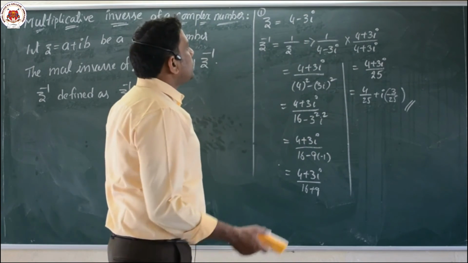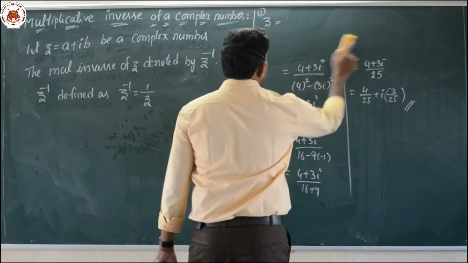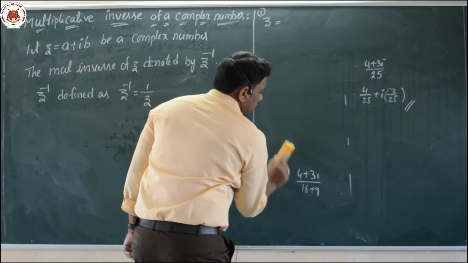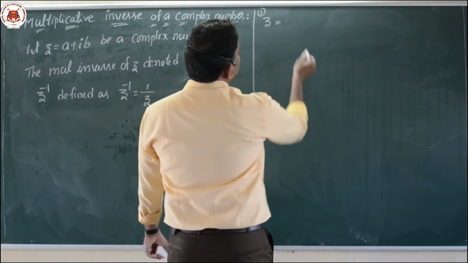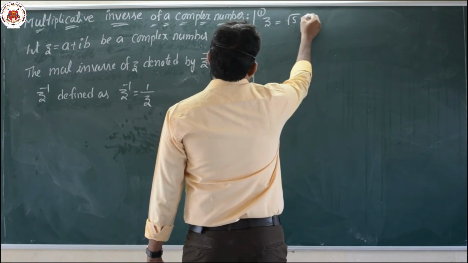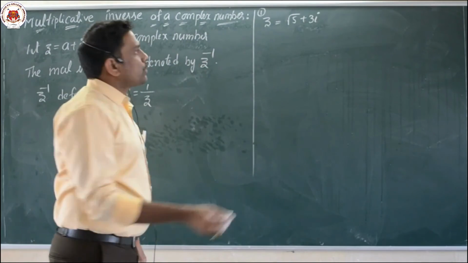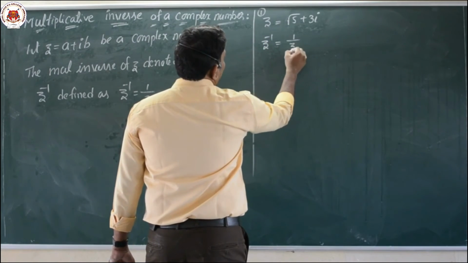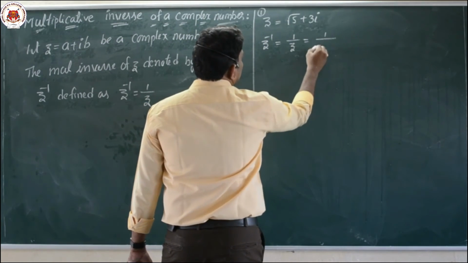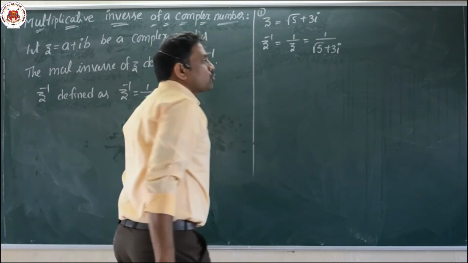Now we'll take another example. The next example is z equal to root 5 plus 3i. This is another example. So first of all, the multiplicative inverse, z inverse equal to 1 by z. So 1 by root 5 plus 3i. So we have to rationalize.